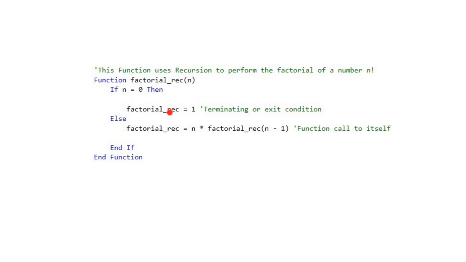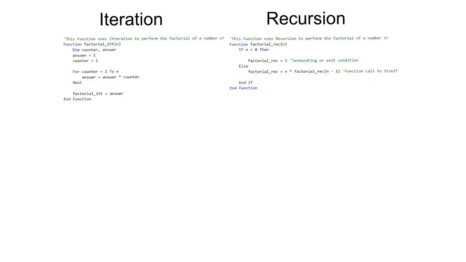Each time, this is going to get passed back into here, perform the part of the equation, the result is going to be passed back in, and we're going to end up with exactly the same result as we did using iteration. Let's compare these functions side by side. Remember, they do exactly the same thing, so which one do you think is better or more efficient in terms of memory?